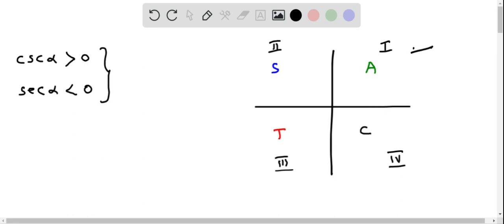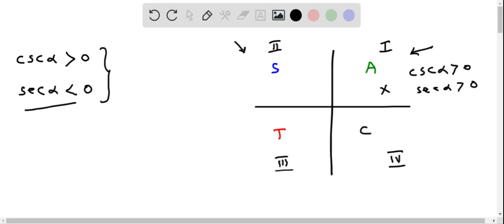In the first quadrant, all trigonometric ratios are positive, and this means cosecant alpha is positive, as well as secant alpha is also positive. Since we are looking for secant alpha less than 0, that is, it has to be negative, we ignore this quadrant. Now let's move into the second quadrant.